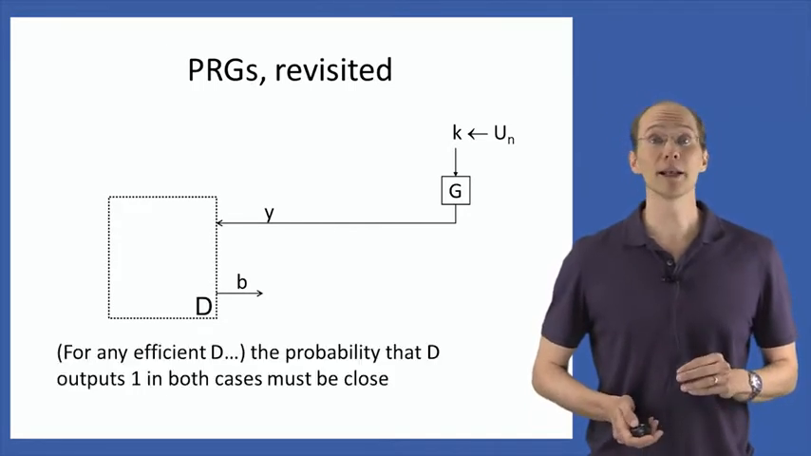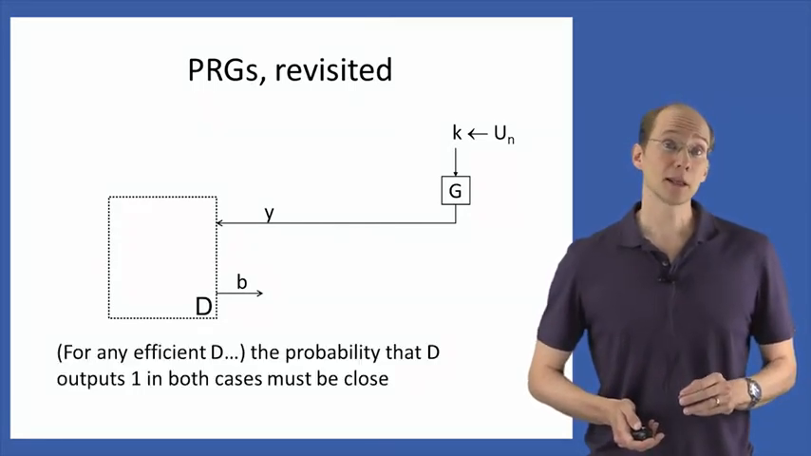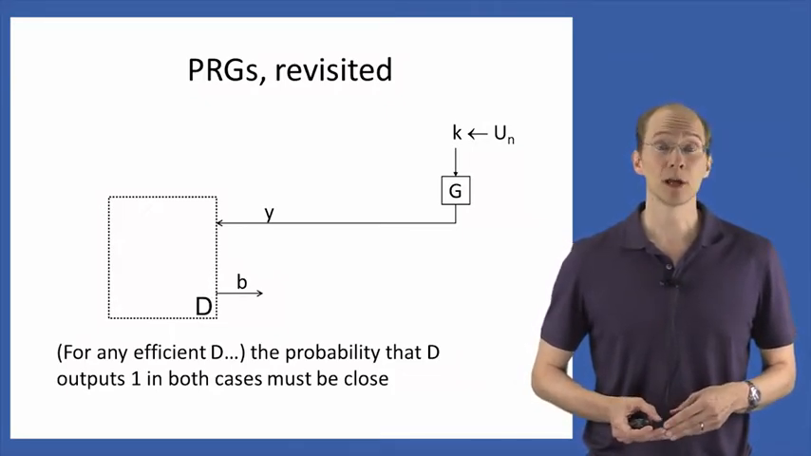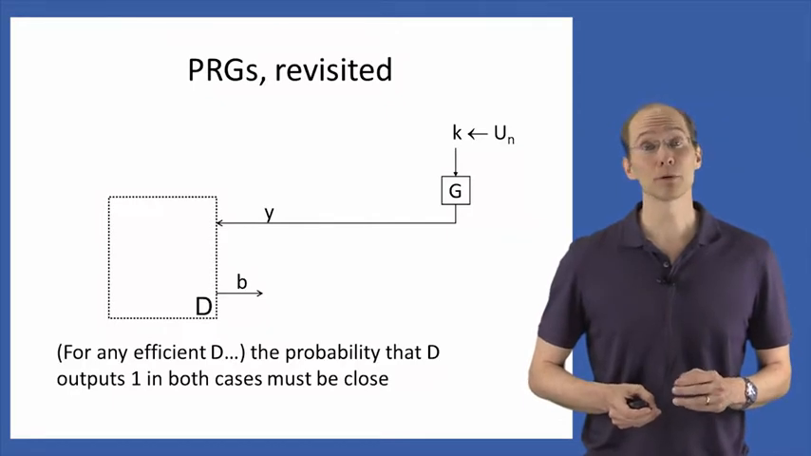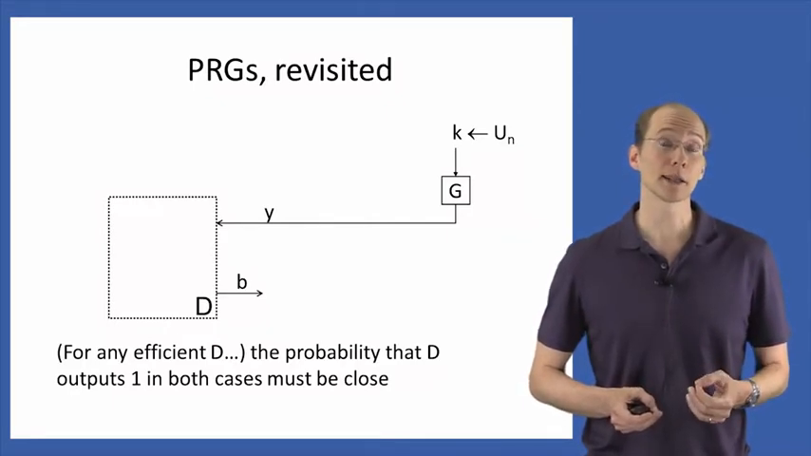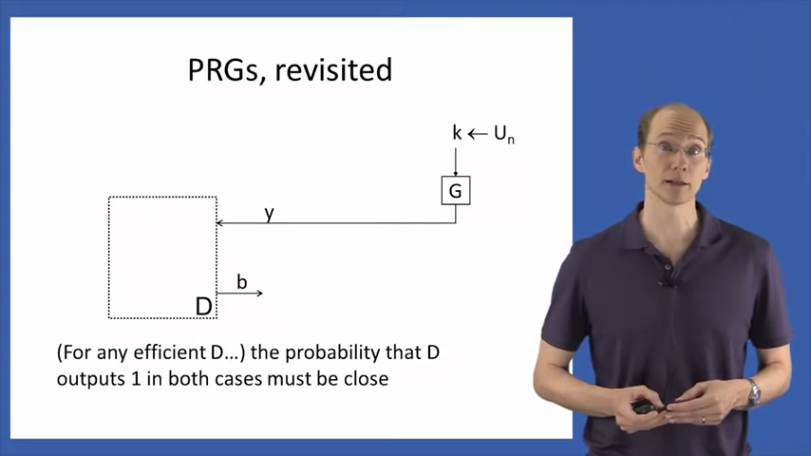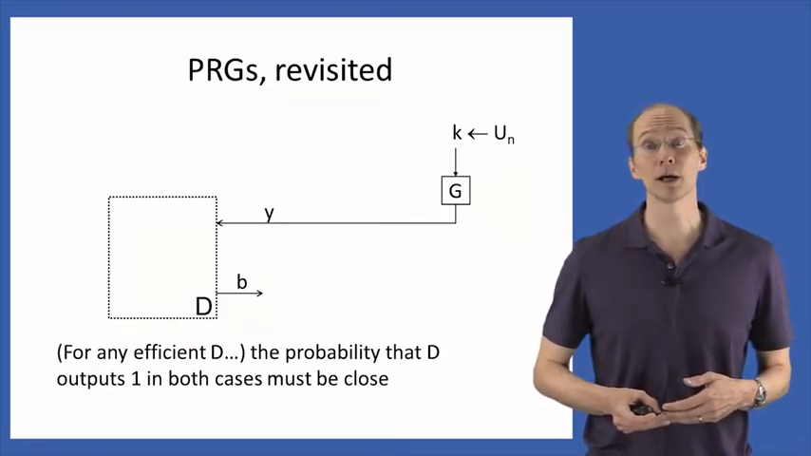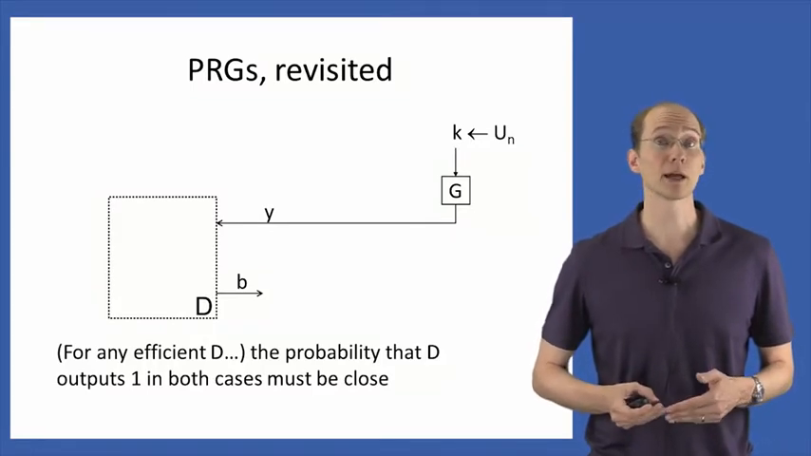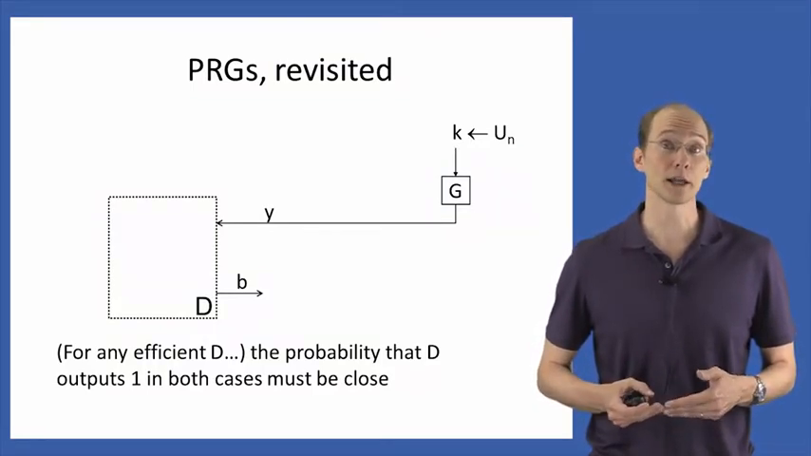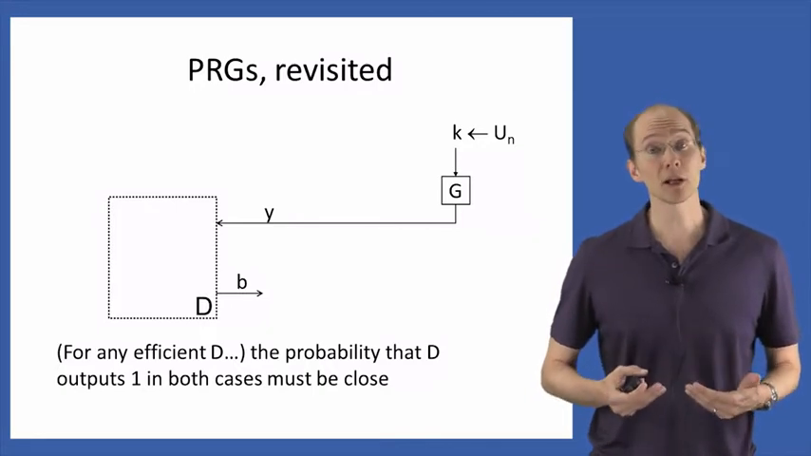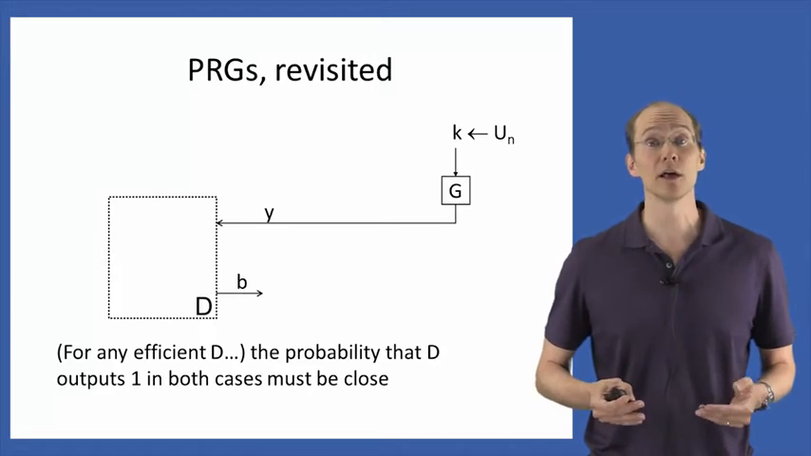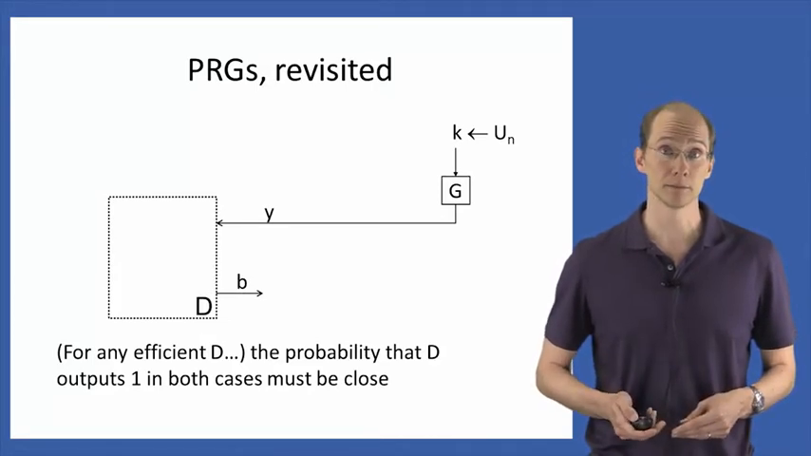If g is a pseudorandom generator, that means that for any efficient distinguishing algorithm D, the probability that D outputs 1 in the first case, when y is sampled uniformly from strings of length 2n, is very close to the probability with which D outputs 1 in the second case, when we sample k uniformly and then compute y equals g of k. That's the definition of what it means for g to be a pseudorandom generator. It's a pseudorandom generator if and only if this holds for any efficient D.